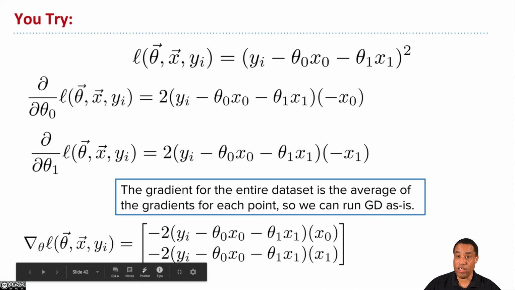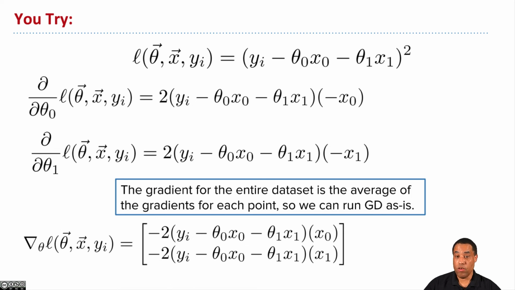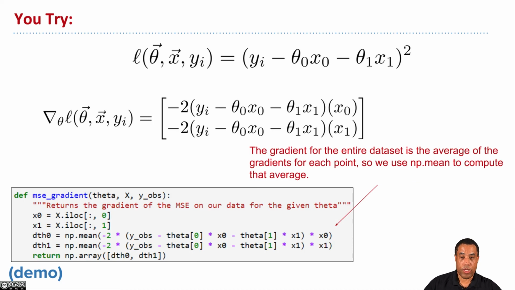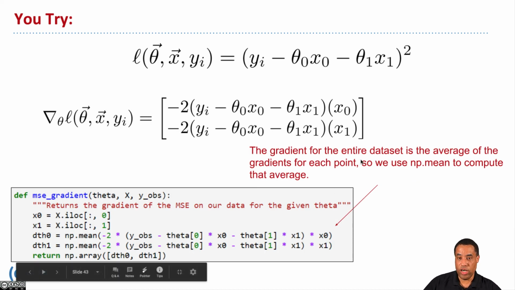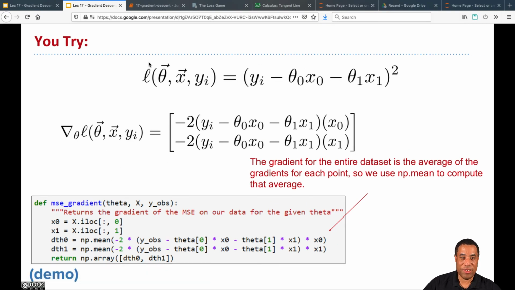Okay, so the gradient for the entire data set is just going to be the average of the gradients for each point, so we can use our gradient descent algorithm as is. Again, the gradient for our entire data set is the average of the gradients for the points, so we can just use NumPy mean to compute that average. All right, so let's go back to the notebook.